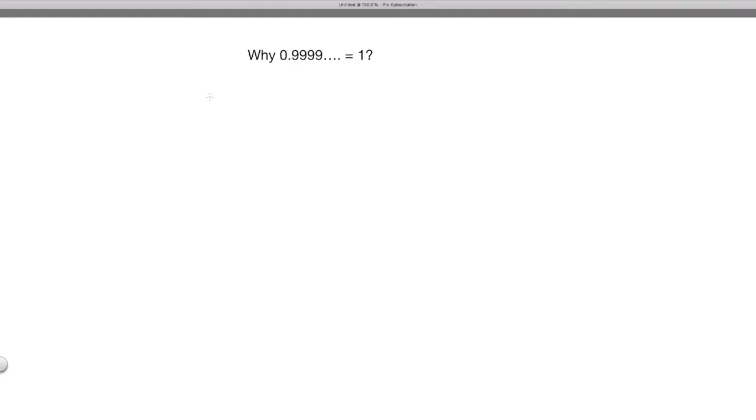So we have an infinite number of nines. How about if there's only one 9? Then the value is 0.9, and this is 0.1 away from 1. If we have two 9s, that's 0.99, and this number is 0.01 away from 1. In other words, 1 minus 0.99 is equal to 0.01, and 1 minus 0.9 equals 0.1. So this number represents the distance of 0.99 away from 1.